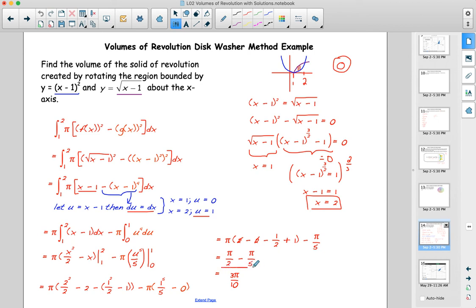So I now have pi over 2 minus pi over 5, and that would be 5 over 10 minus 2 over 10, times pi. So 1 half can be written as 5 tenths, 1 fifth can be written as 2 tenths, and 5 minus 2 gives me 3 tenths. So the final answer for this area, that looks up too high to me, is 3 pi over 10.